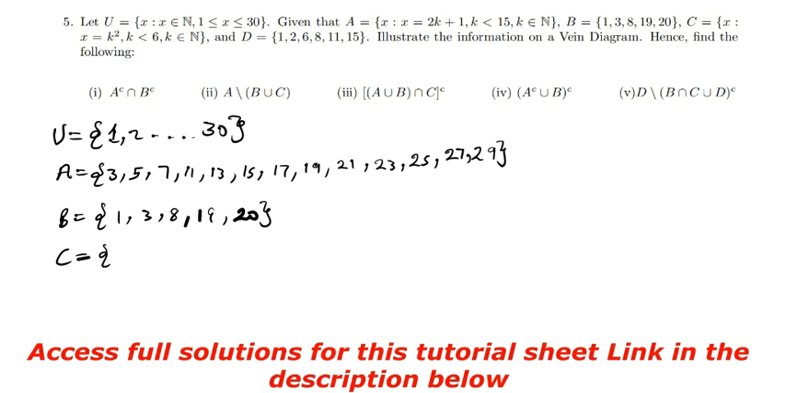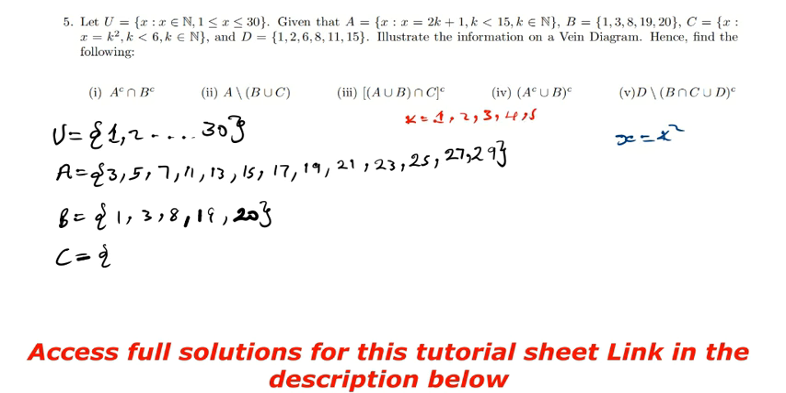Then we also have set C. So set C, what is it saying? So C, x is such that x is equal to k squared. So this one again we are supposed to calculate. For you to obtain x, this will be equal to k squared. What is the condition for k? So k should be a member of natural numbers in the universal set, but k should now be less than 6. Meaning that the values for k are going to be 1, 2, 3, 4, and 5, because we are saying k should be less than 6.